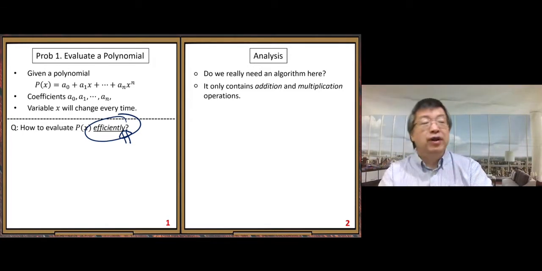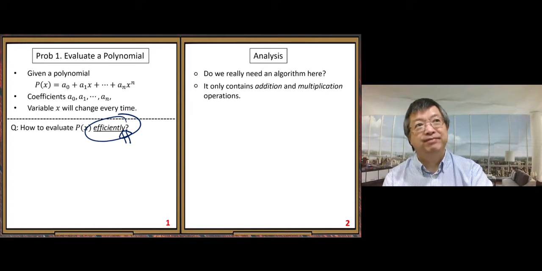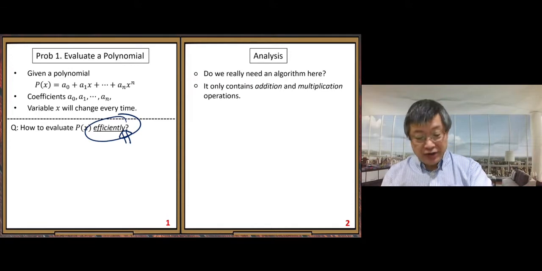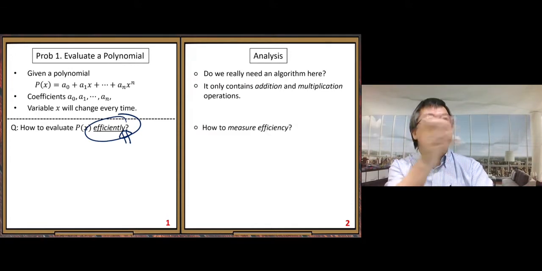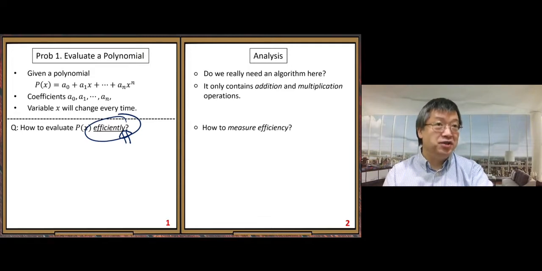All right. We observe this polynomial only contains addition and multiplication operations. Simple fact, but we will have a lot of discussion on these two operations. Next question. How to measure efficiency. How to tell if an algorithm is efficient or not? That's a fundamental question in this class. Efficiency, how to measure it. Okay. All right.